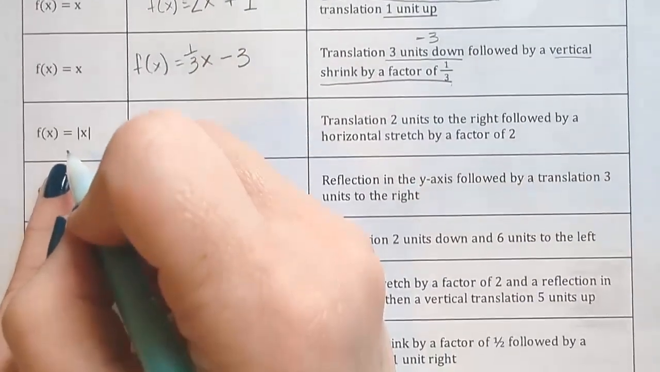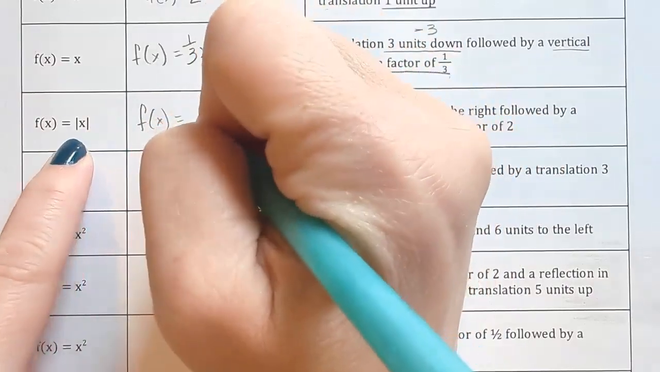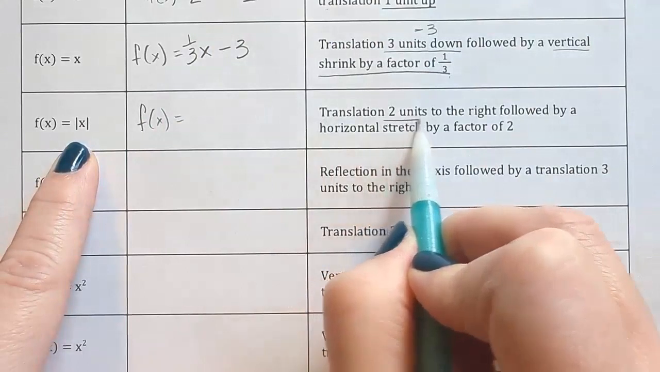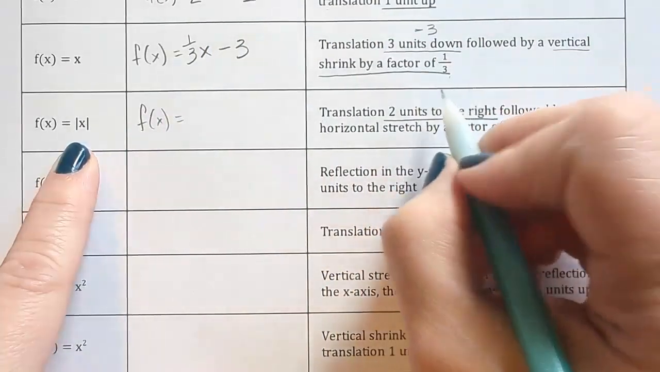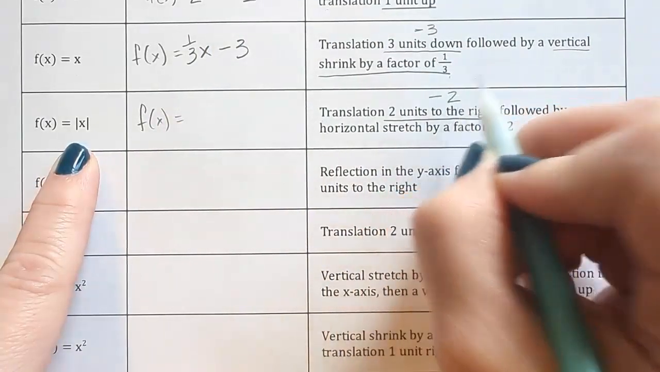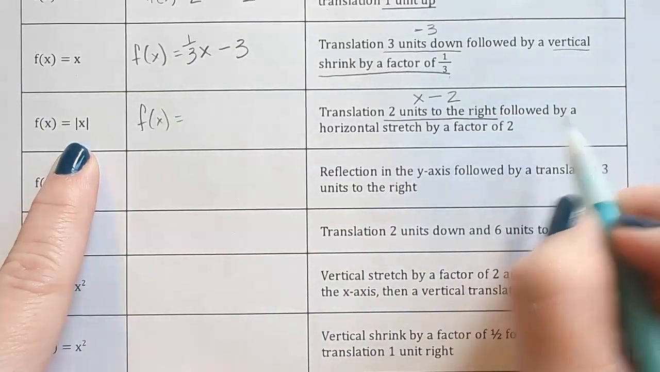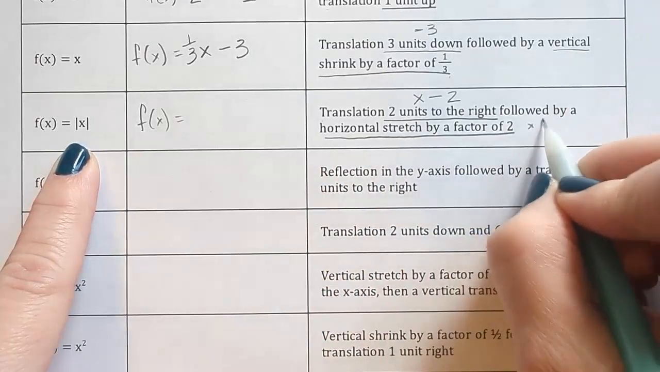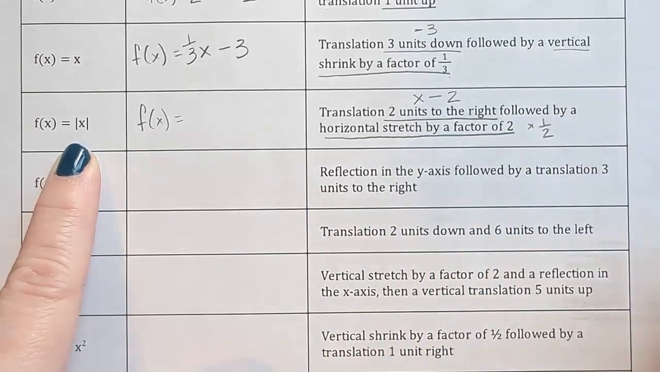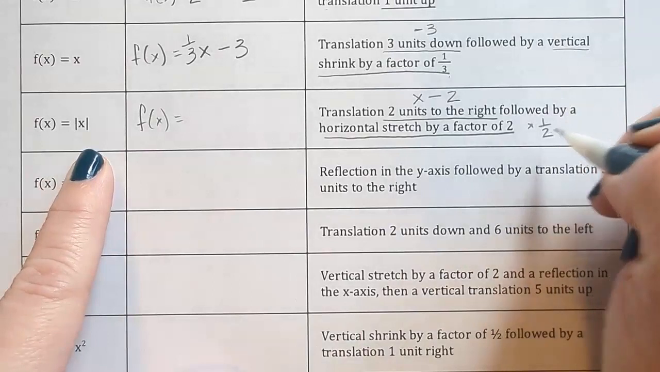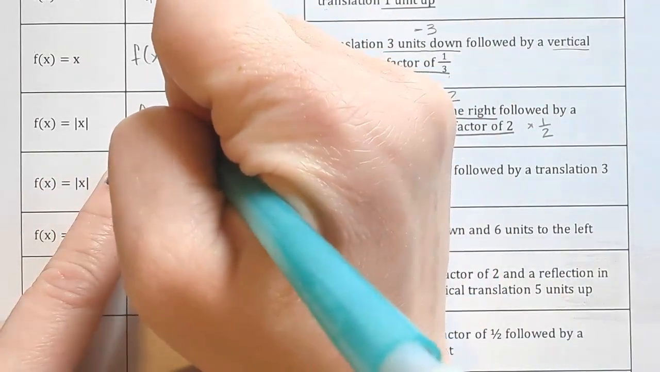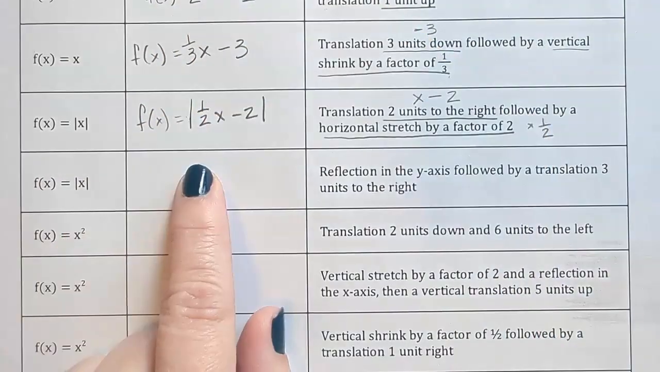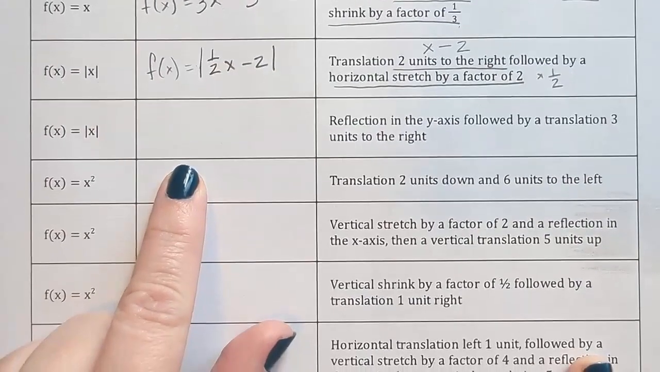Next is f of x is equal to, and we're going to have the absolute value of x. We're going to translate 2 units to the right. So that means that I want to go minus 2. So it's going to be x minus 2, followed by a horizontal stretch by a factor of 2. And that's going to actually be times 1/2 because we do the opposite, and it's going to be in front of x. So I'm going to have my absolute value, 1/2 x minus 2 is going to be the answer to this one.